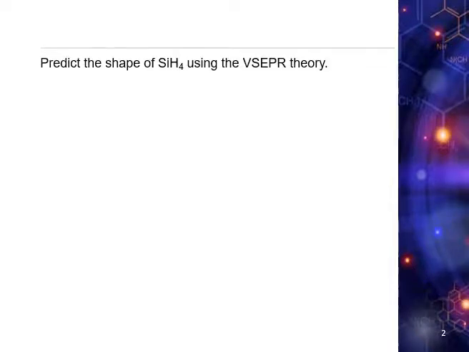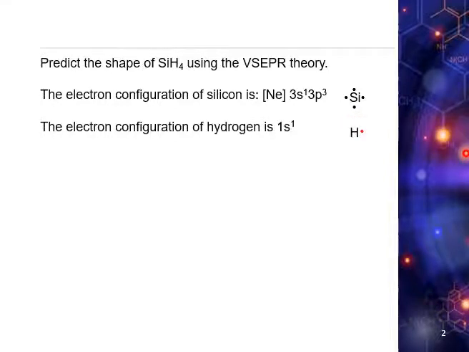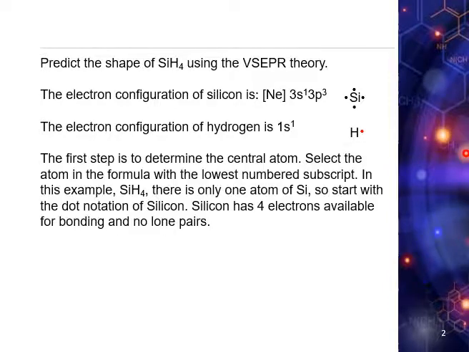Example 1. Predict the shape of silicon hydride, SiH4, using the VSEPR theory. The electron configuration of silicon illustrates that silicon is an sp3 hybrid. It has 4 electrons in its outer shell, 4 valence electrons, 4 dots. Hydrogen has 1 valence electron in its outer shell, 1 dot.